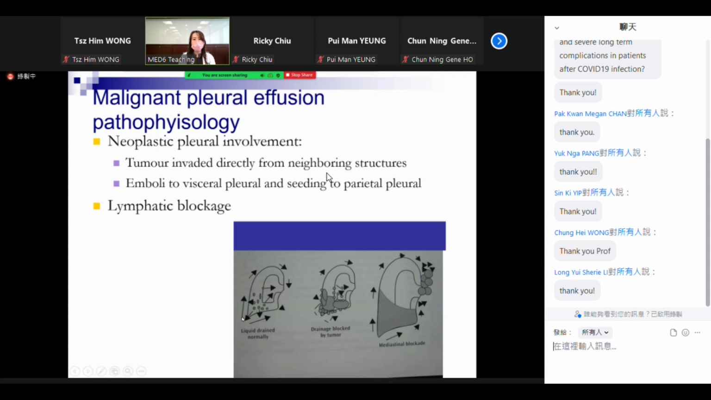Either the tumor invades directly from a neighboring structure, like from CA lung, or there is embolization of tumor cells to the visceral pleura, seeding the parietal pleura, causing abnormal structure and blockage of drainage, and then causing pleural effusion. The other cause is lymphatic blockage, because usually the pleural fluid is drained by the lymphatic system. If there is a malignancy over the lymph node causing blockage, then the fluid will accumulate.